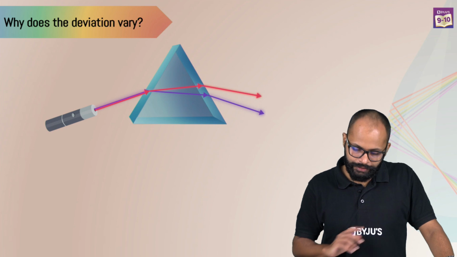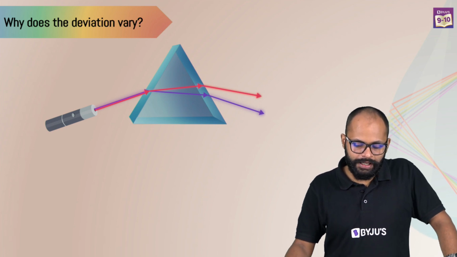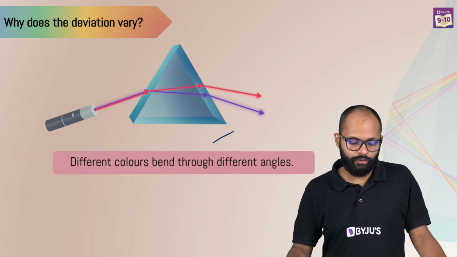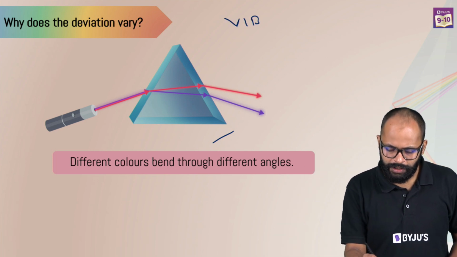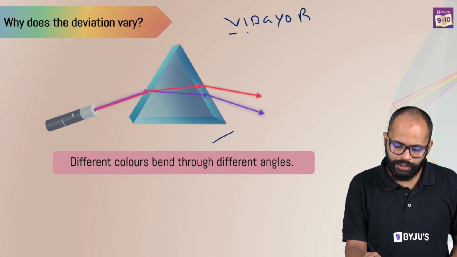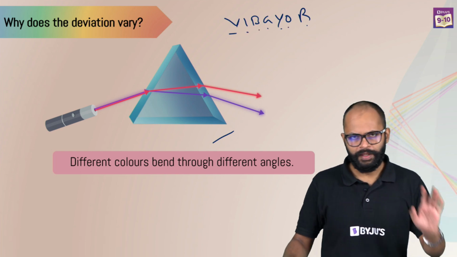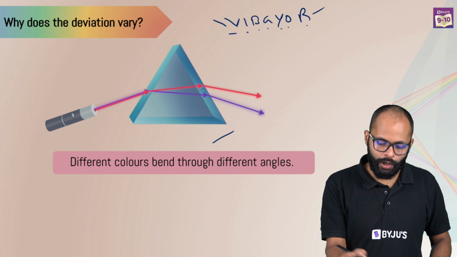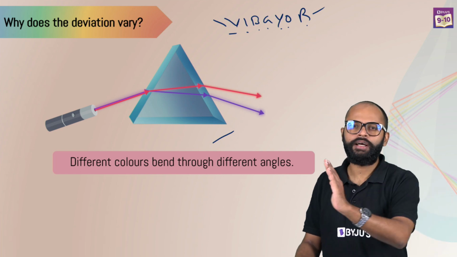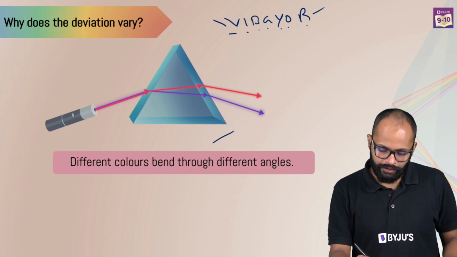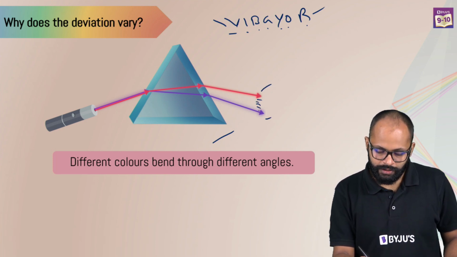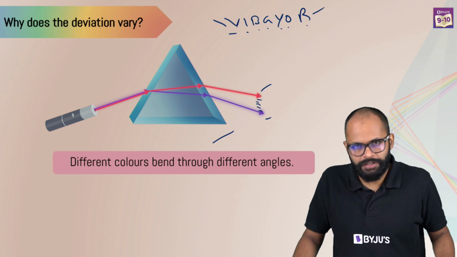All right. So that is why different colors bend through different angles. And what is the spectrum? Spectrum is VIBGYOR: violet, indigo, blue, green, yellow, orange, red, right? We have taken two extremes right now, violet and red. In between, every color will have different bending. Right now you can see red and violet, but in between it will actually be a band of colors. It's a spectrum which we'll see.